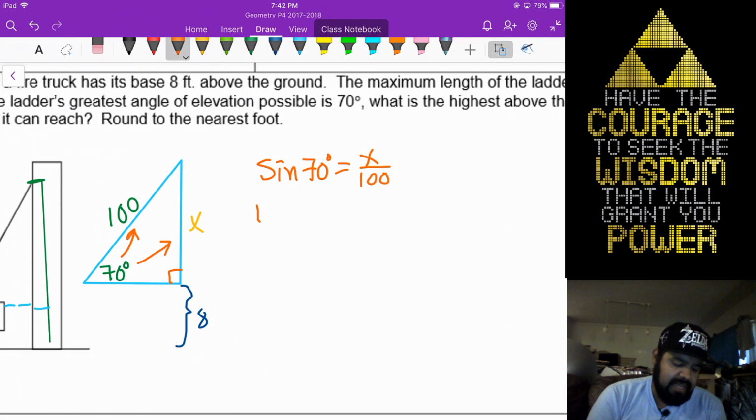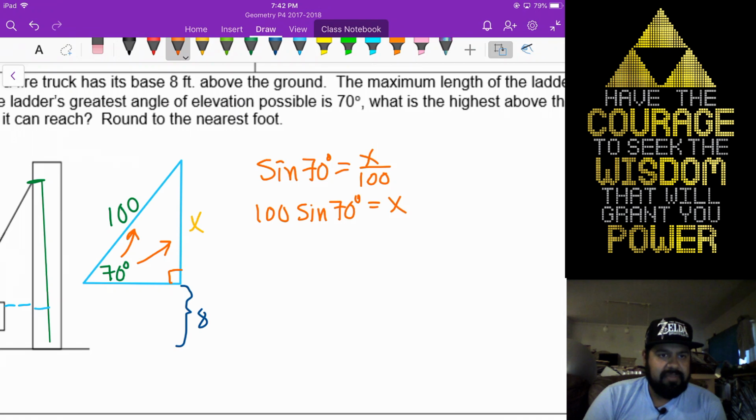So then here we're going to have 100 sine of 70 equals x. So Sarah, I believe this was your question? Yes. So go ahead and type that in your calculator, and then we'll proceed onward.